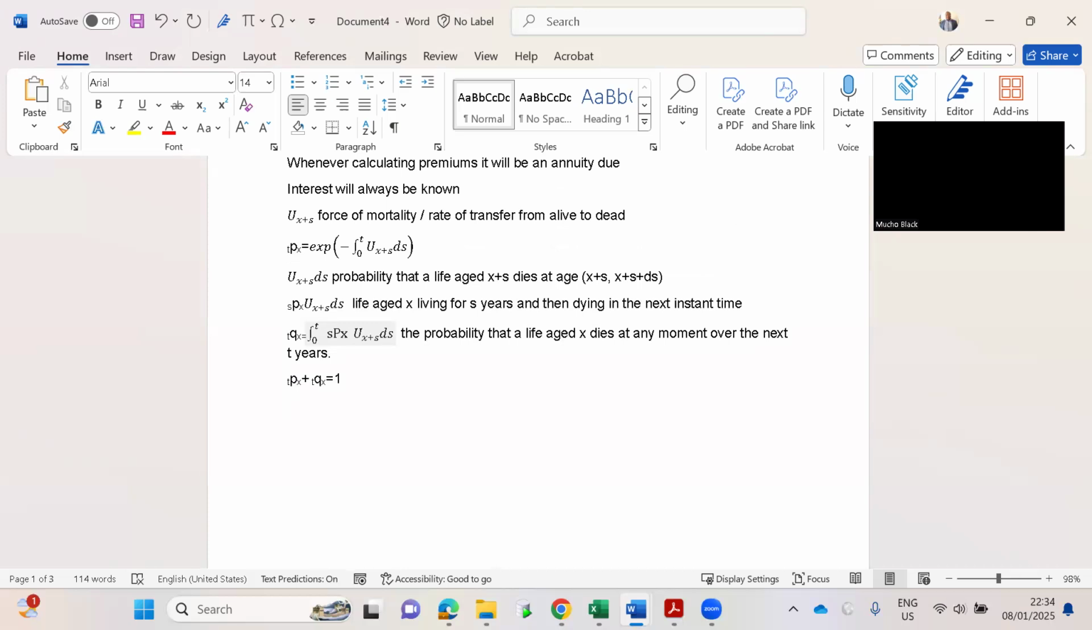We then have that for this particular course, the mortality is dependent on age, or age plus duration in some events like underwriting, but currently it's dependent on age.